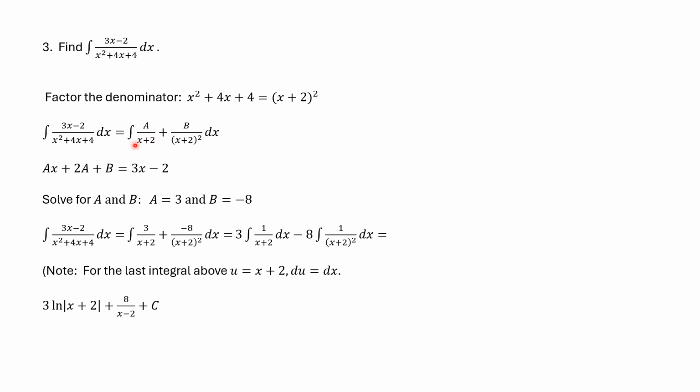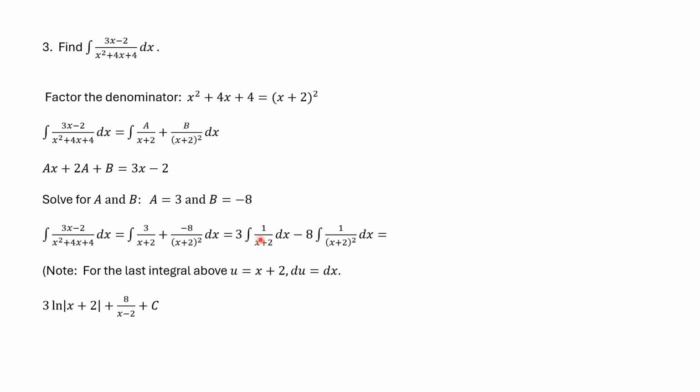Here we're going to find a needs an x plus 2, so it's ax plus 2a. B is fine, so it's plus b equals 3x minus 2. Solving two equations and two unknowns, we get a equals 3, b equals negative 8. So we got the integral of 3 over x plus 2 minus 8 over x plus 2 squared.